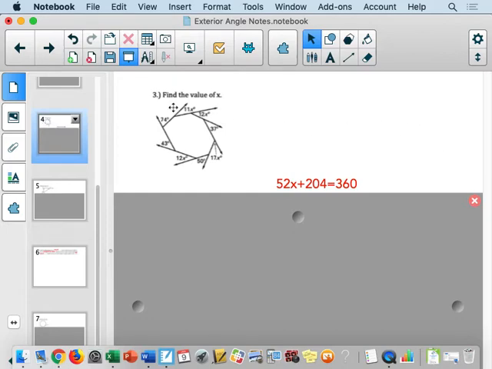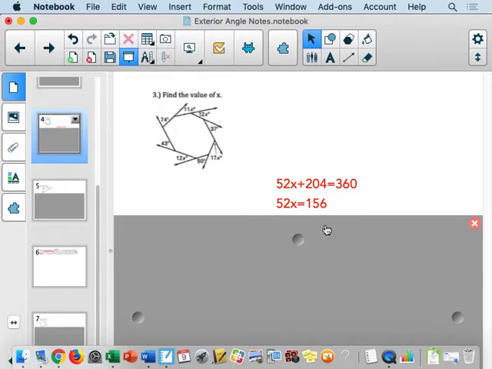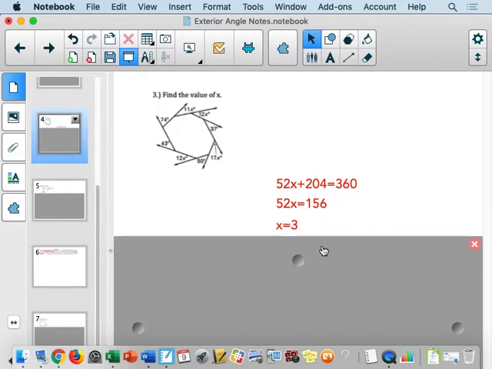Go ahead and check. When you added up all of the x's, we should have got 52x. All of these constants, 204. Again, set equal to 360. Subtract 204 from both sides. Divide by 52. X equals 3.